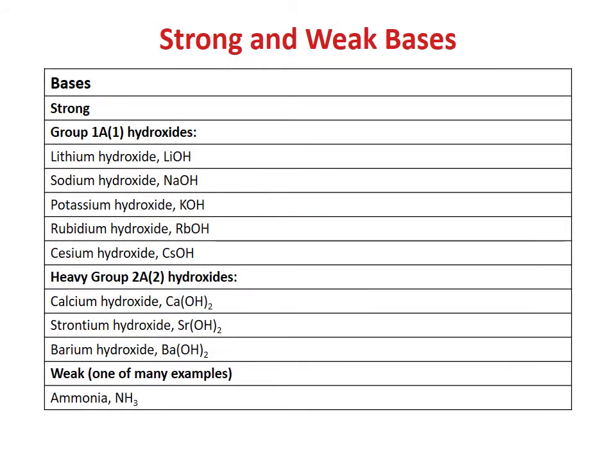Here's a list of strong and weak bases. Strong bases include group 1 hydroxides. These include lithium hydroxide, sodium hydroxide, potassium, rubidium, and cesium hydroxides. And also heavy group 2 hydroxides. These include calcium hydroxide, strontium, and barium hydroxides. Weak bases include compounds containing nitrogen. An example is ammonia.